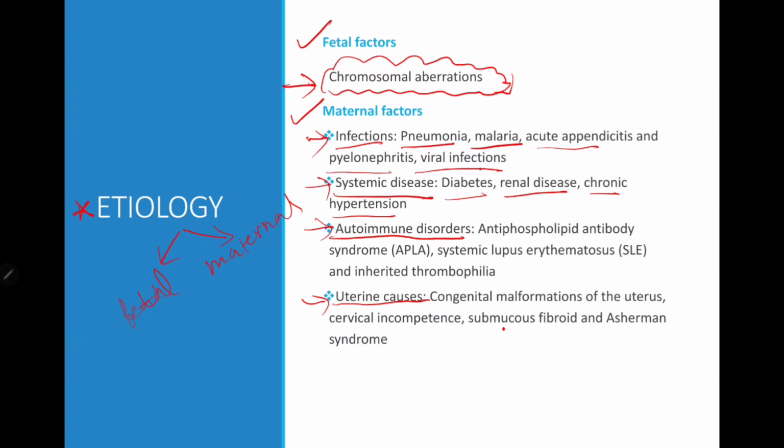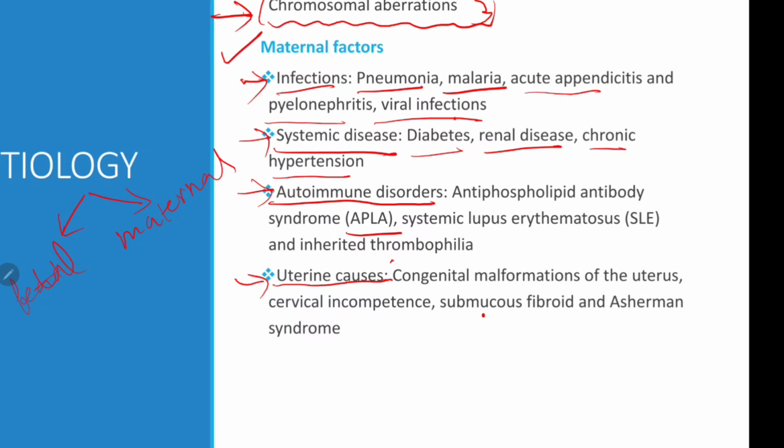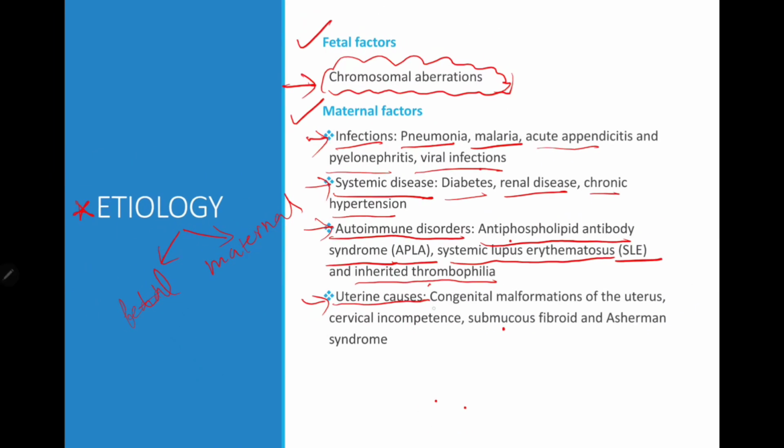Next, autoimmune disorders. Under autoimmune disorders, we have APLA, antiphospholipid antibody syndrome, SLE, systemic lupus erythematosus, as well as inherited thrombophilia. Under uterine causes, we have congenital malformation of the uterus, cervical incompetence, submucous fibroid, and Asherman syndrome, where there are uterine adhesions. All these causes are very important.